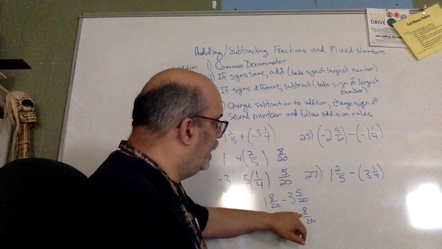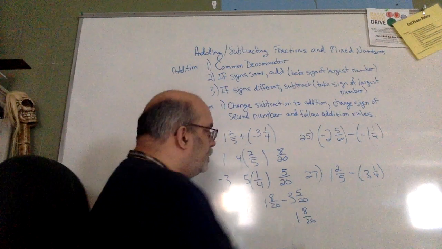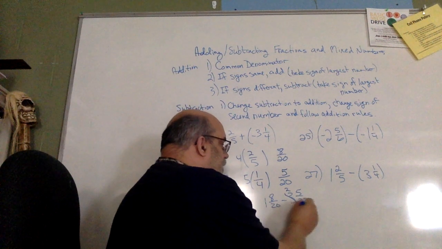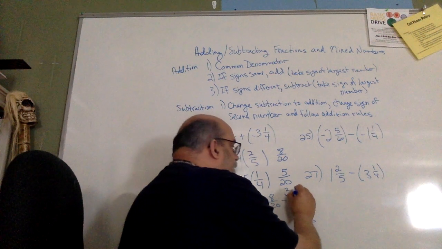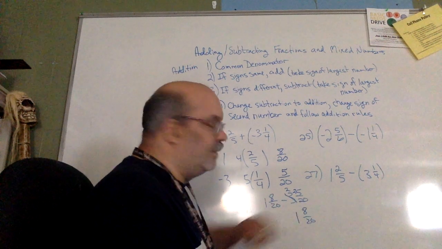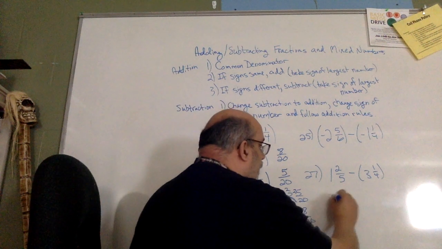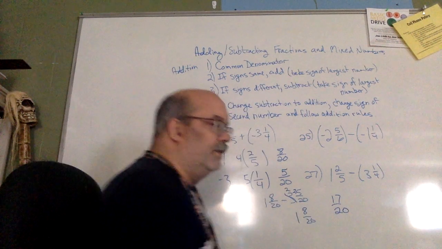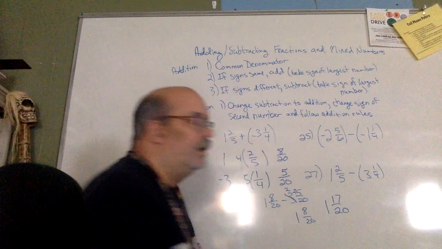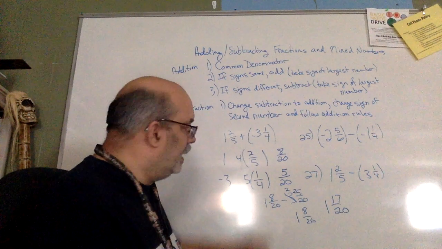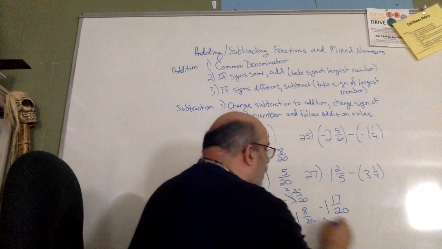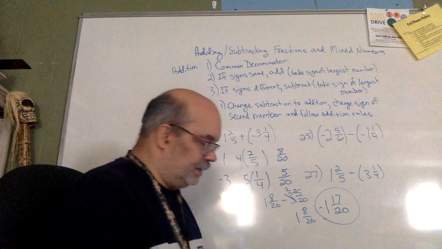Okay. Can I take 8 from 5? No. So I need to borrow. And since this is a 20, I borrow 20, make that a 25. Now I can subtract. 25, take away 8 is 17. So I have 17 over 20, and 3 take away 2 is 1. Last thing I need is my sign. 3 is larger than 1, so I take the negative. So I get negative 1 and 17/20.